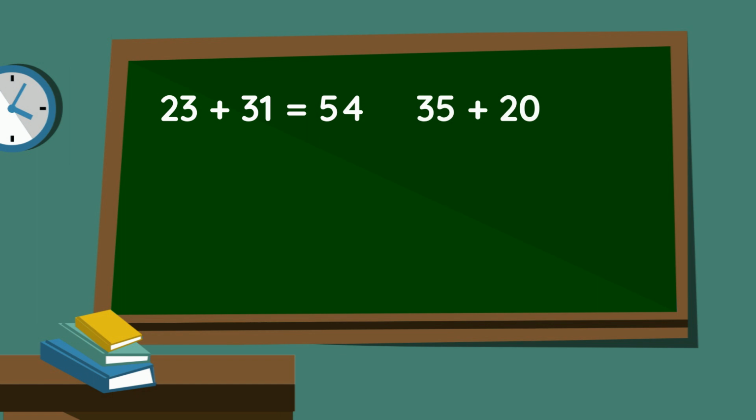So on the left side of our sentence, we have 23 added to 31. Let's add that together and we get 54. On the right hand side, we have 35 added to 20. When we add those numbers together, we get 55. So now our question looks like this. So which sign do we use? 54, is that less than or more than 55? Correct, it's less than, so we must use the less than sign. This would read, 54 is less than 55.